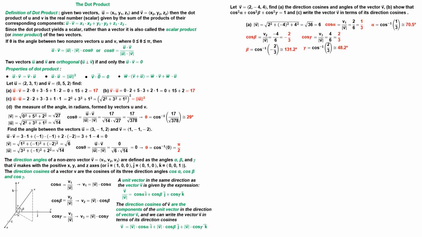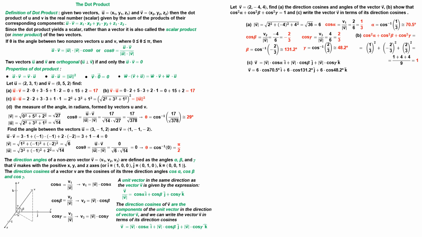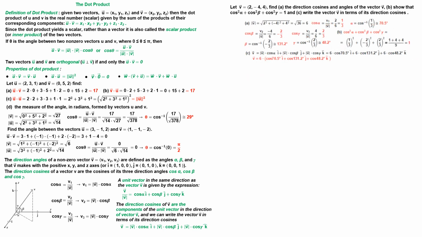The sum of the squares of the direction cosines is given by a specific formula, and it's worth noting that the square of the direction cosines always add up to 1. Finally, we can express vector v in terms of its direction cosines. Sometimes it can be useful to project one vector onto another.